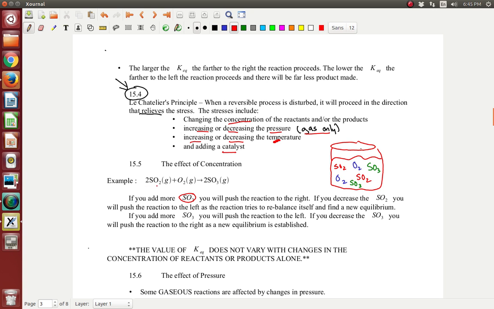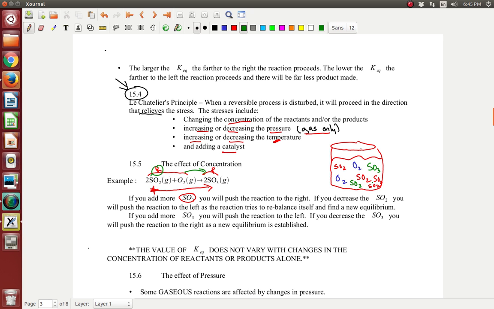Now if I add more SO2, I'm going to put a plus sign right here. You put a plus sign under whatever you're adding, and then you point to the opposite direction, to the other side of the reaction. Remember that this is the reactant side and this is the product side, so I'm pointing to the product side. I'm adding more SO2 into my container. What does it do? It shifts the equilibrium from the reactant side to the product side.